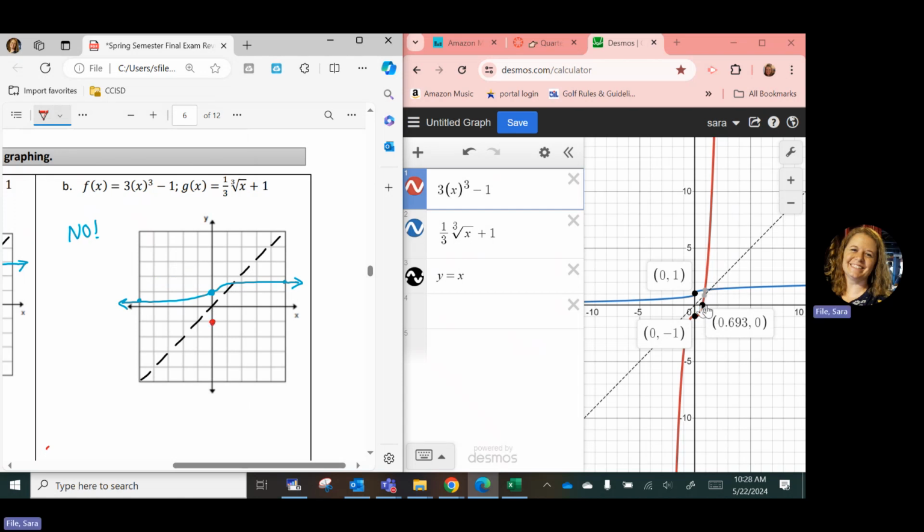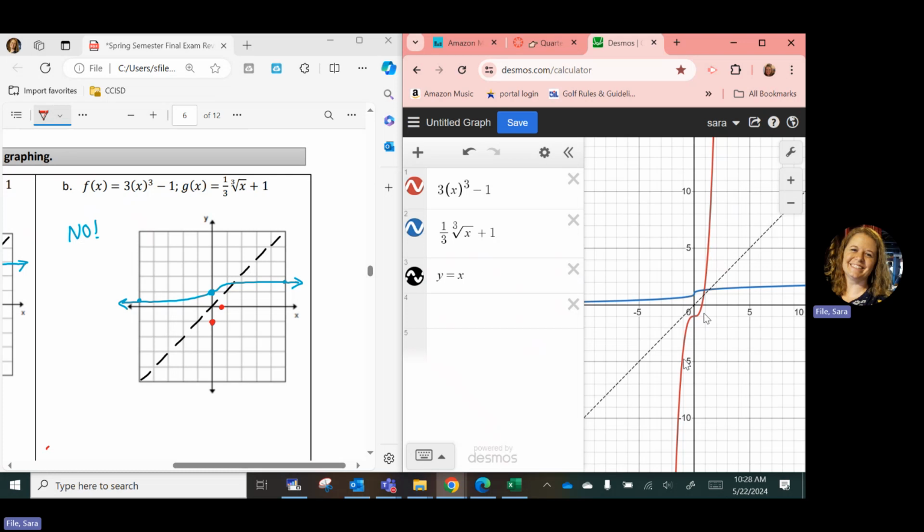And then that x-intercept's at about 0.7. Then there's a point, it's about -1.1, -5. About down here.